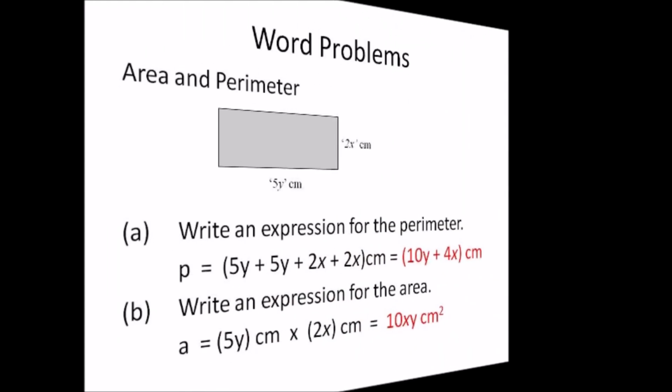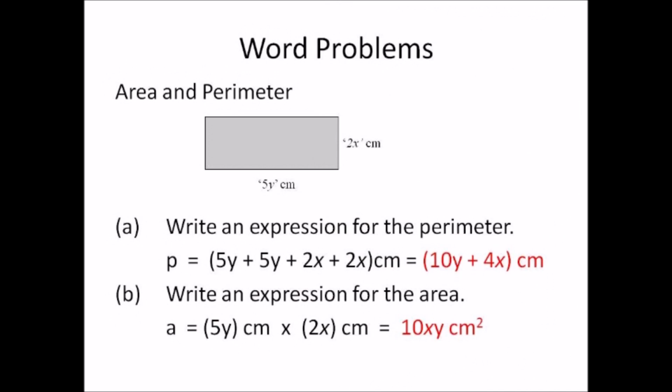The word problem, area and perimeter. The perimeter would be 5y plus 5y plus 2x plus 2x is 10y plus 4x meters. And the area would be 5y times 2x, which would be 10xy square meters, or m to the power 2. Remember, square units for area.